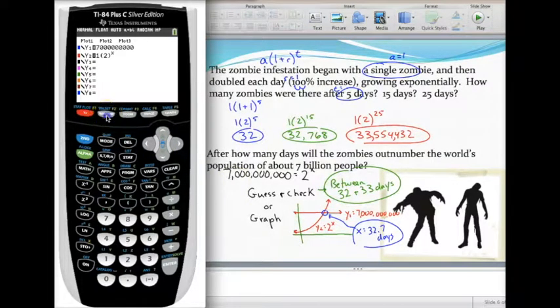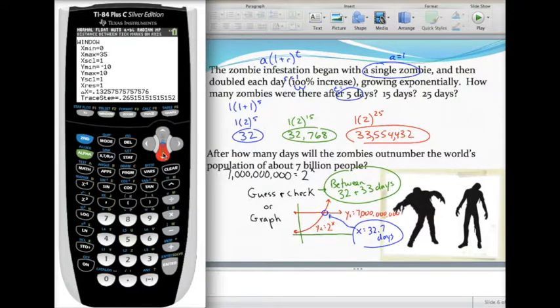I'm going to, of course, have to change my window from the 10 by 10 window. So x stands for the number of days, so it makes sense to go 0 to, well, I already know the answer, but I'm going to pretend I didn't know and say, well, maybe 35 days. I'd have to make it bigger or smaller depending if I don't see that intersection point, but I know that's going to work this time.